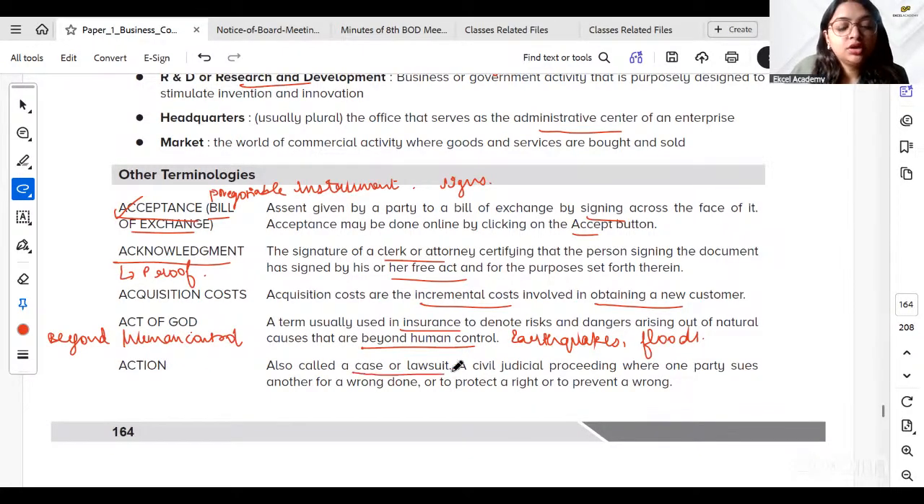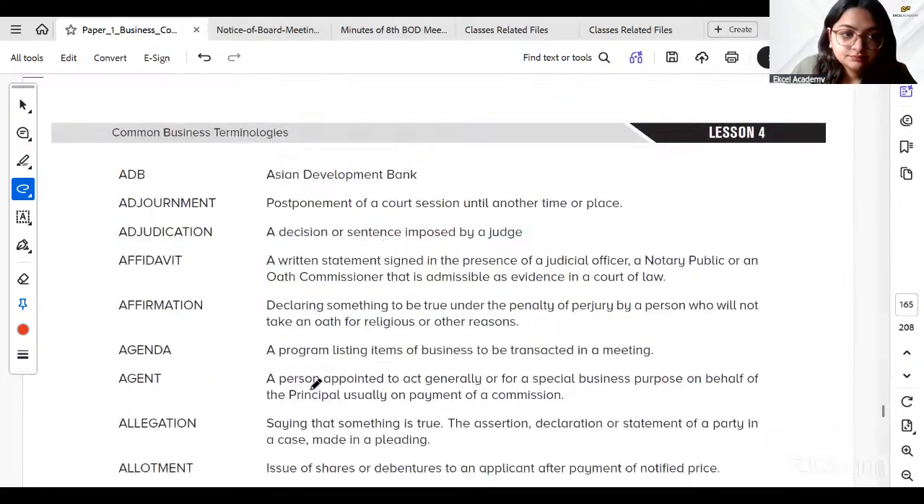Next, action is a case or a lawsuit. That is a civil judicial proceeding where one party sues another for a wrong or to protect a right, right? So let's say, for example, I have a trademark and there's another company using a trademark similar to mine. So I am going to file a case or an action against that company for what? For trademark infringement. Okay. So this happens in your court of law.